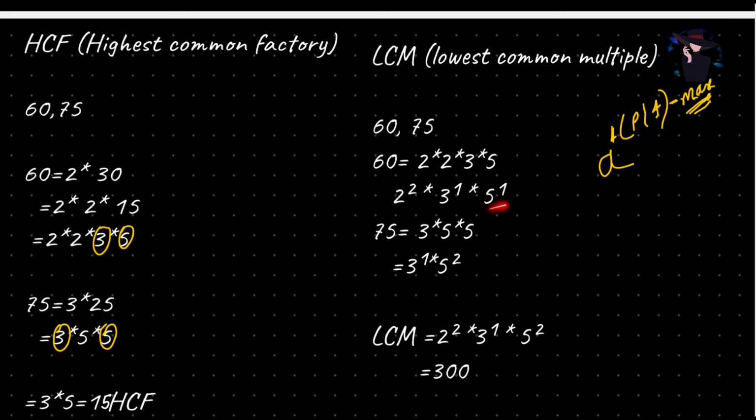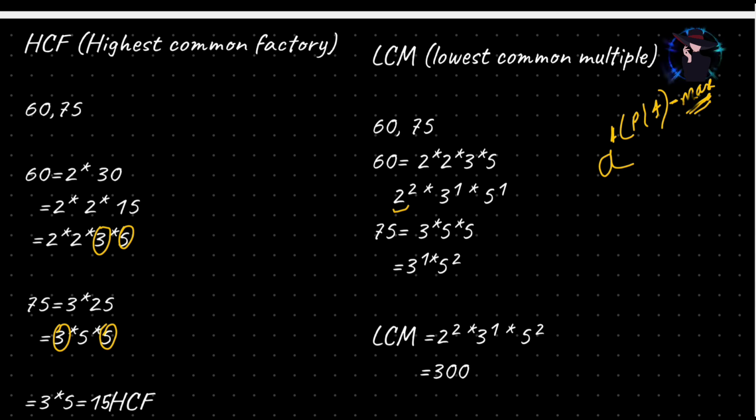How many 5s do you have? 1, so 5 power 1. In 75, we have one 3, 3 power 1. We have two 5's, 5 power 2. So let's take those values which have the highest exponents. Do we have 2 here? No, but we need to take each of those.